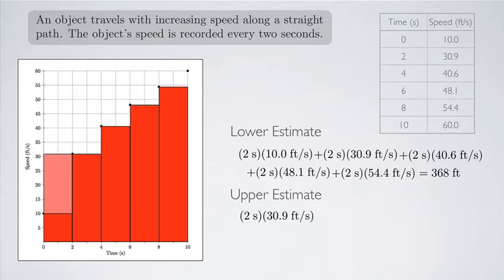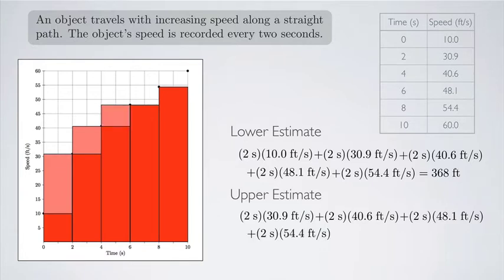So what I'm really doing is calculating the area of these 2 rectangles. Between 2 seconds and 4 seconds, I'm going to assume that the object traveled at 40.6 feet per second, and so the distance would be 2 seconds times 40.6 feet per second. And that would be the same thing as adding in this little rectangle. Next, I have 2 seconds times 48.1 feet per second, and that's the same as adding in this rectangle.